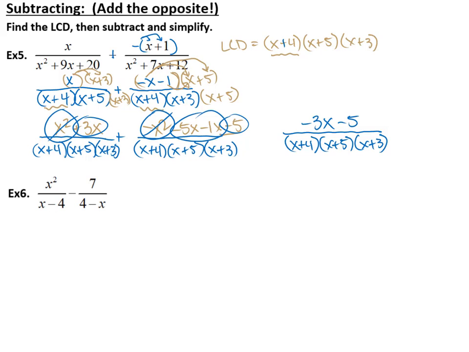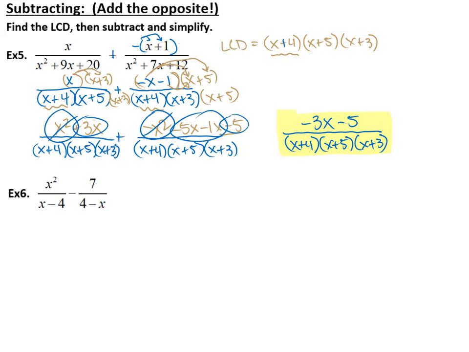And I don't think there's anything we can factor out of the numerator here, so I think that's it. There is our final answer. This is what we get when we try to add them together. Found a common denominator, made our equivalent fractions, we combined what we could up top, and that's our final answer. No further simplifying. Okay. All right, let's go ahead and do number 6, last one here.